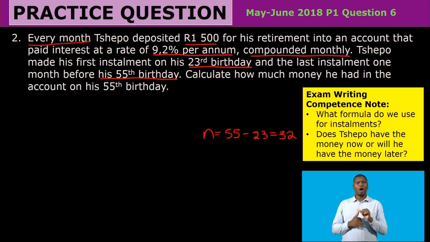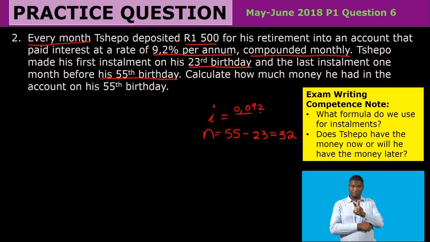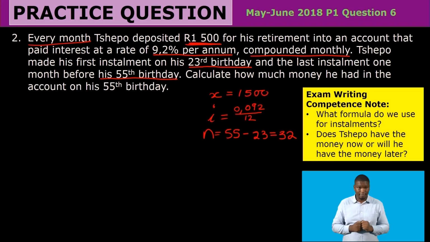Now, what about the other values? Well, we know that the interest is definitely going to be that 9.2% compounded monthly. So that is going to be 0,092, and that is going to be divided by 12 because it is compounded monthly. We have X, which is the deposits that Tshepo was making, and that is 1,500 rand. So this information is given to us as is.